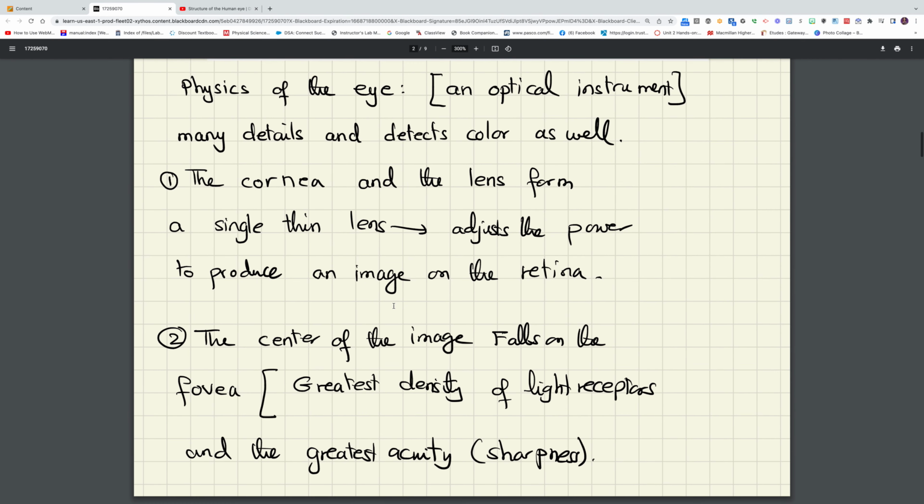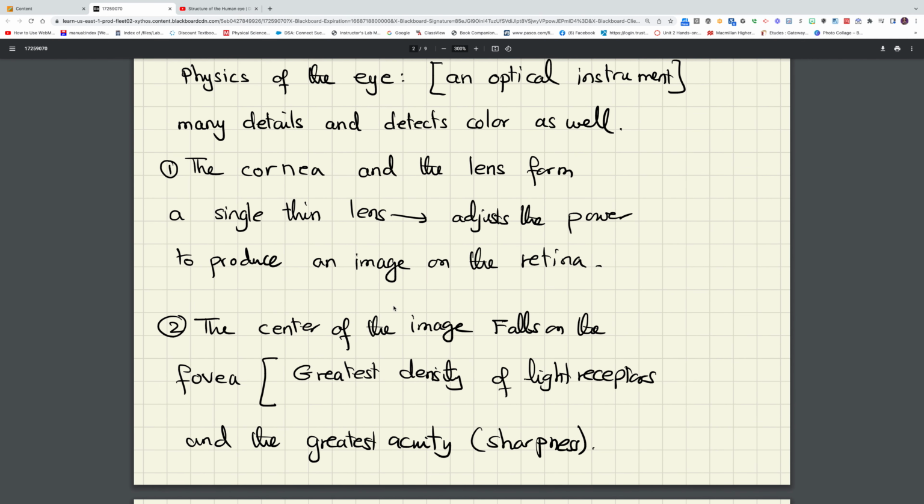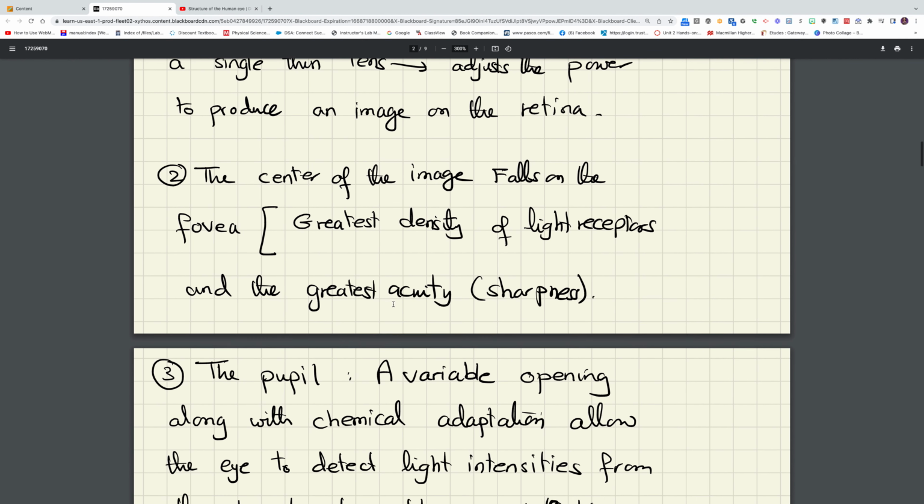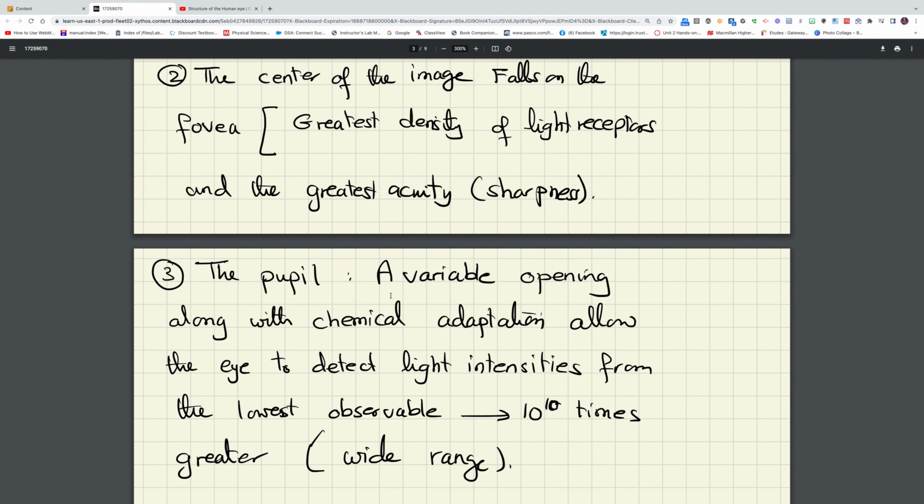Now, the center of the image falls on the fovea, which has the greatest density of light receptors, and is going to be forming a sharp image of the object that we are seeing. Now the pupil is like a control, a variable opening that is going to make the eye detect the light intensity and adjust. Then it can adjust the intensity of light from the lowest observable to 10 to the 10 times greater, which is a very wide range.